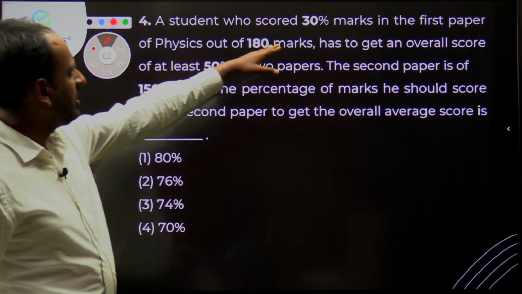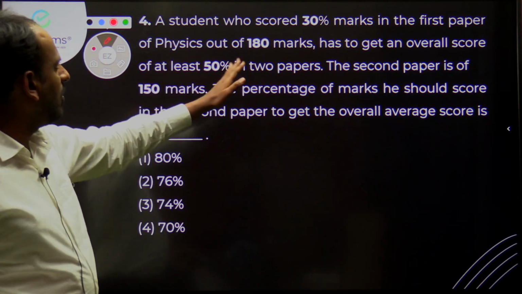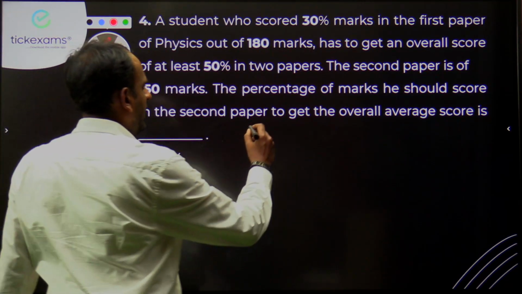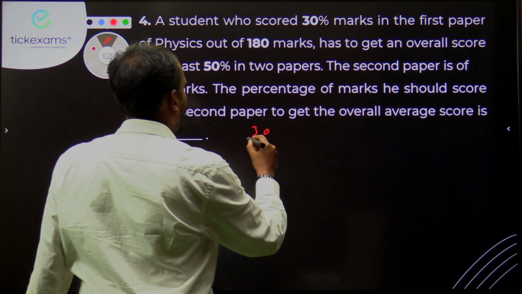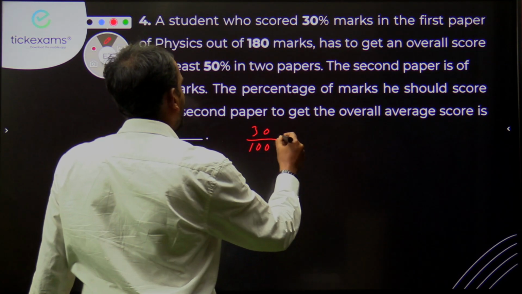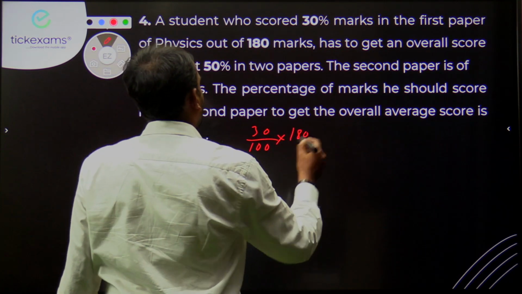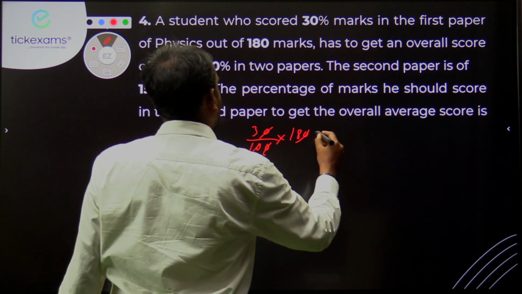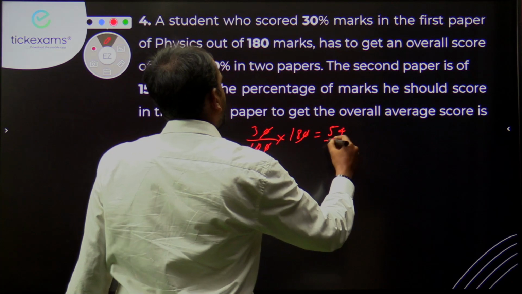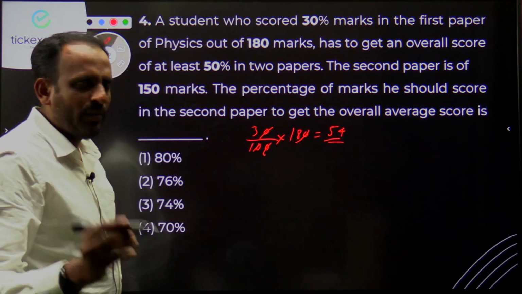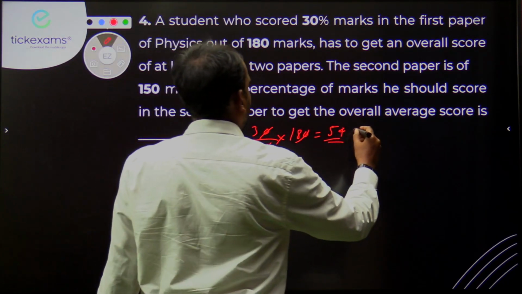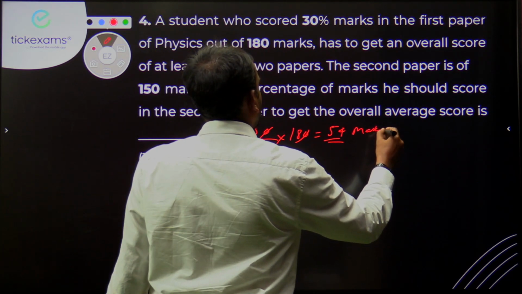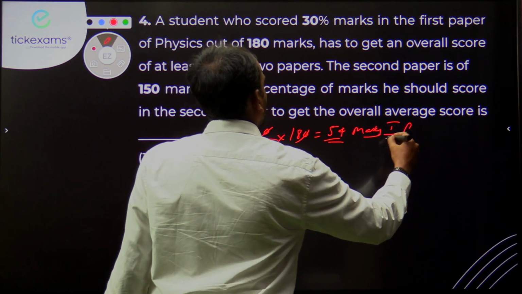A student has scored 30% marks in the first paper out of 180 marks. So first we will calculate 30% of 180. So 30 by 100 into 180, where the 0 gets cancelled, which will give us 54. It means he has scored 54 marks in the first paper.